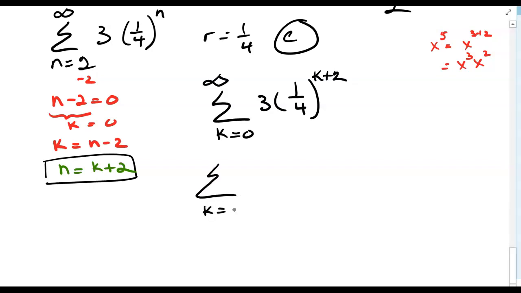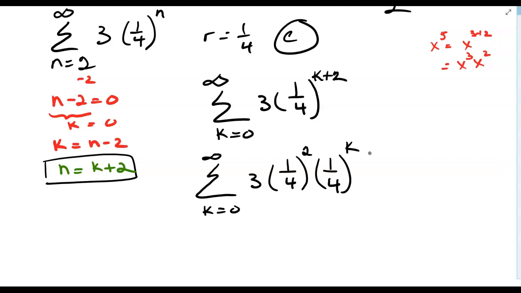So I have the summation k equaling 0 to infinity of 3 times 1/4. I'm going to put this squared first. Do you see what's happening? You need to take out the part that's going to get absorbed into your a value, and you get a new a value. We didn't change our r. Our ratio stayed the same. What we changed when we went from n equaling 2 to k equaling 0 is we just changed our a value. That's it.